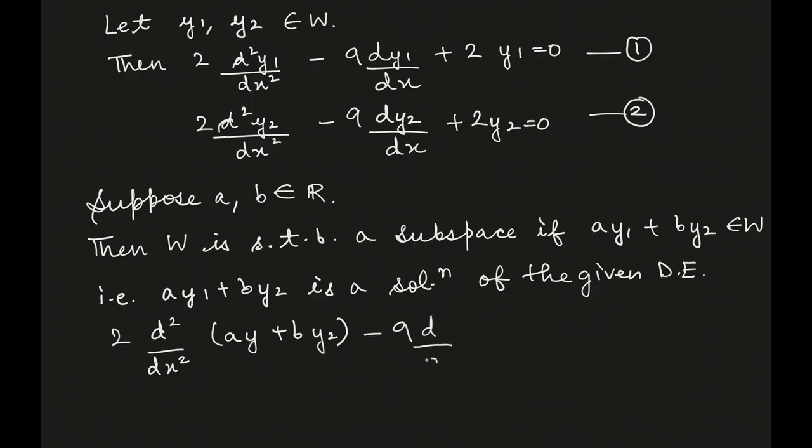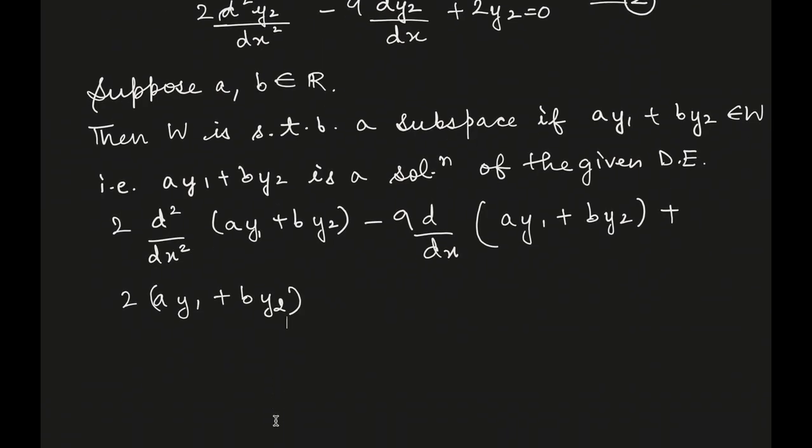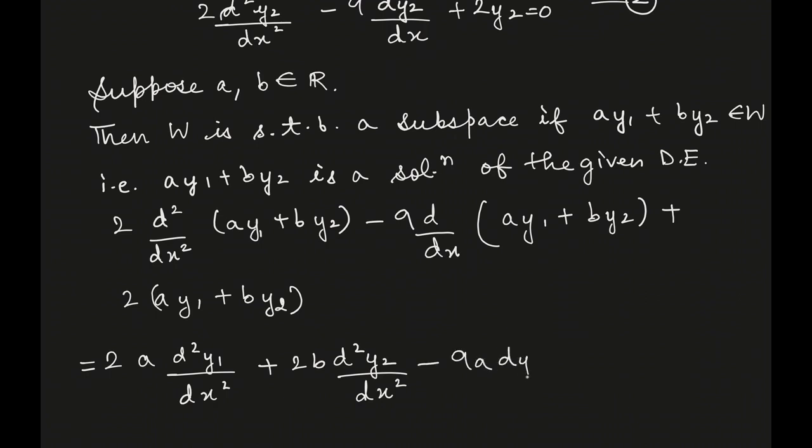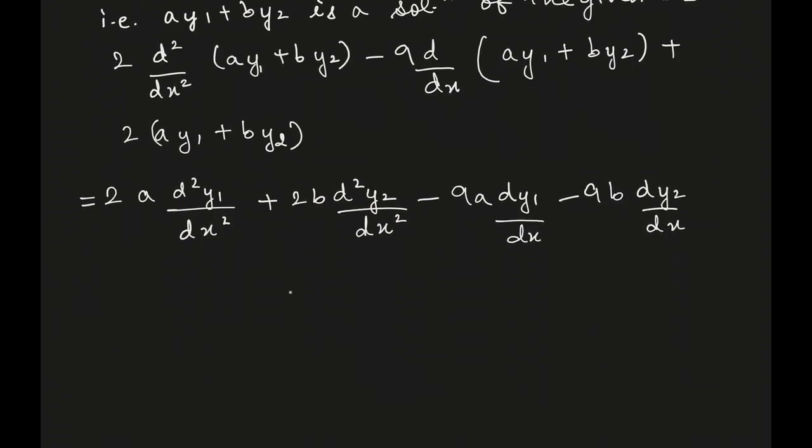minus 9 d by dx of a y1 plus b y2, plus 2 times a y1 plus b y2. Now this can be written as 2a d square y1 upon dx square plus 2b d square y2 upon dx square, minus 9a dy1 upon dx, minus 9b dy2 upon dx, plus 2a y1 plus 2b y2.